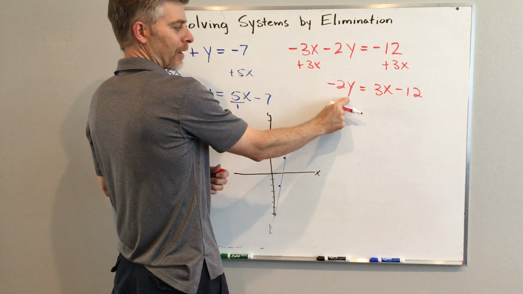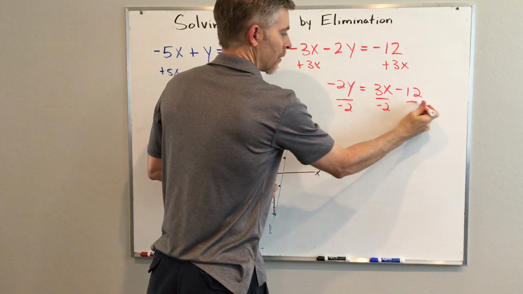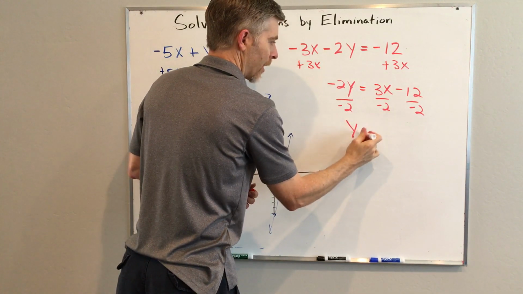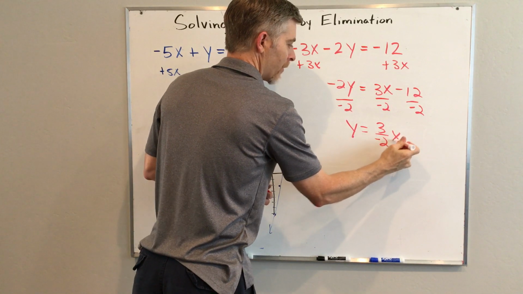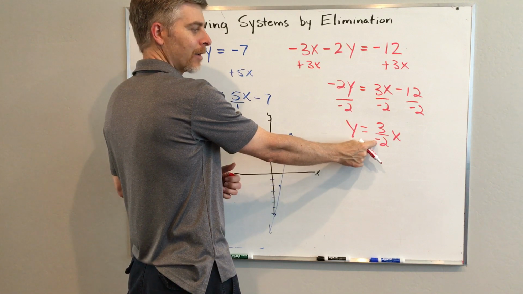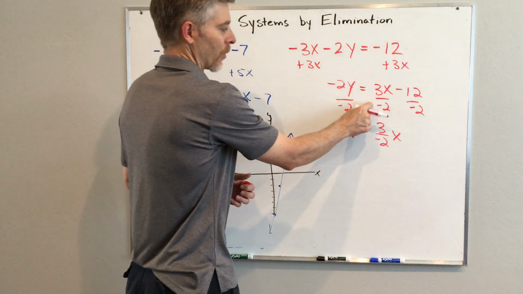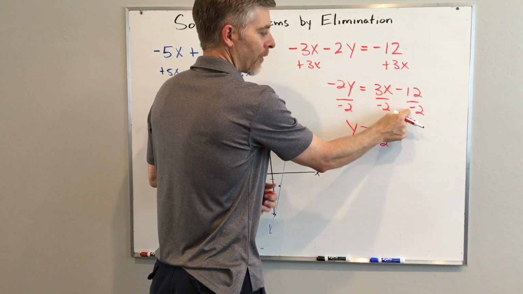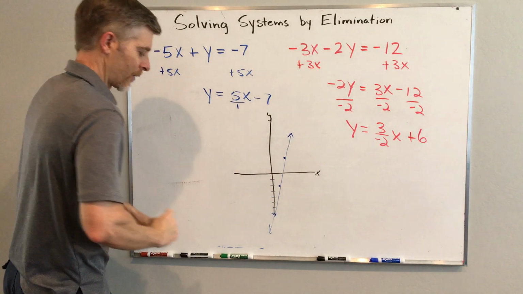Y is still not alone. I need to divide by negative 2. That gives me y equals negative 3 halves x. And remember, we can leave the negative sign on the denominator or we can put it on the numerator, but you can't put it on both. So it's one or the other. And then negative 12 divided by negative 2 is positive 6.